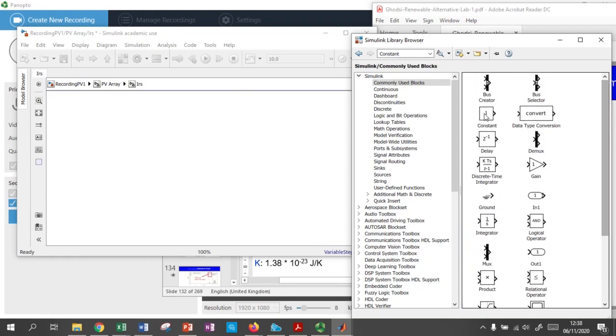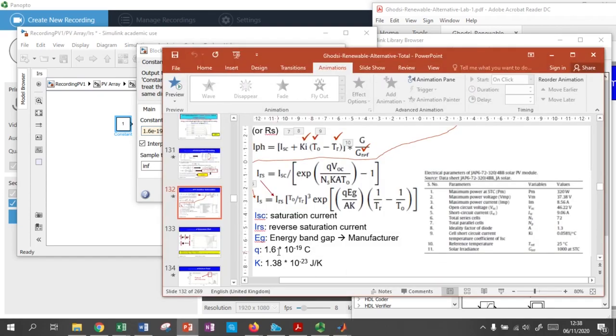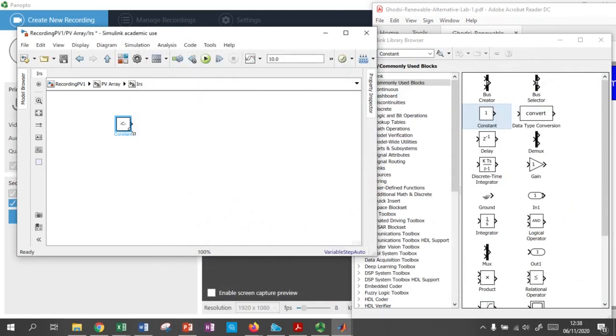I guess it's also available here. I can drag it here. The value is 1.6 e power minus 19. As if I do something correct, yes, 1.6 10 power minus 19. Okay, then it's the constant, or we call it Q.